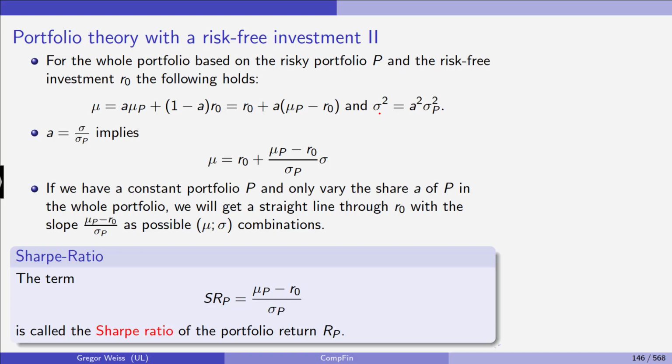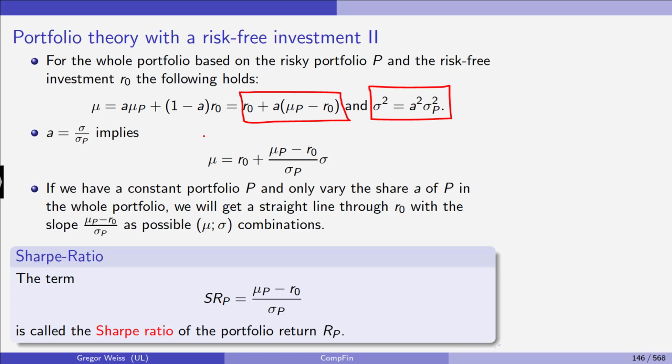Mu, the portfolio expected return, is simply given by R0 plus A times the excess return over the risk-free rate. And sigma squared is simply A squared times the variance of the portfolio. Why? Because the variance of the risk-free investment is obviously 0. So we get A equals sigma divided by sigma p.